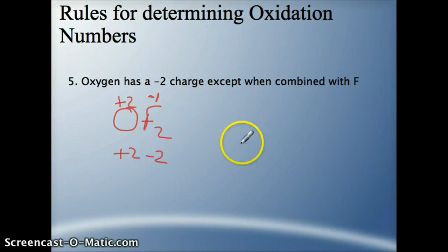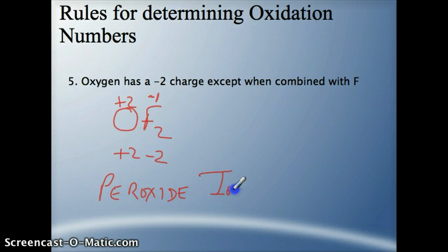The other exception for oxygen is with the peroxide ion. The peroxide ion is also given in your polyatomic ion list. Here's an example. I have H2O2. Again, oxygen is more electronegative, so that will of course be negative. Hydrogen will have to be the positive one.